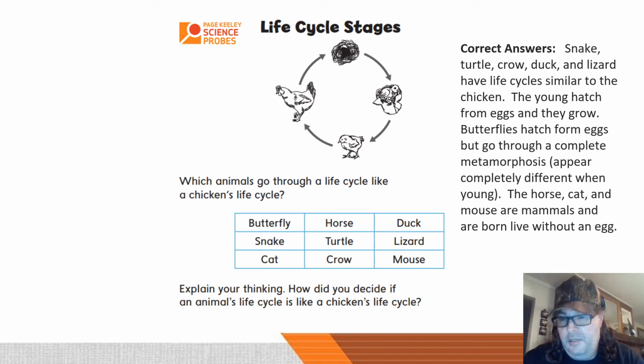Butterflies hatch from eggs, but they go through a complete metamorphosis, a complete change from different to adults. We talked about this. Butterflies change from caterpillars. A horse, cat, and mouse are mammals, and they are born live without an egg. So horses, cats, and mice don't come from an egg. They're live birth.